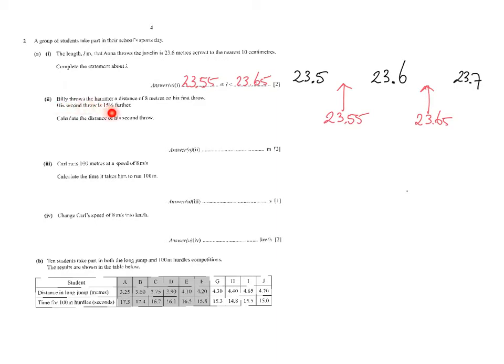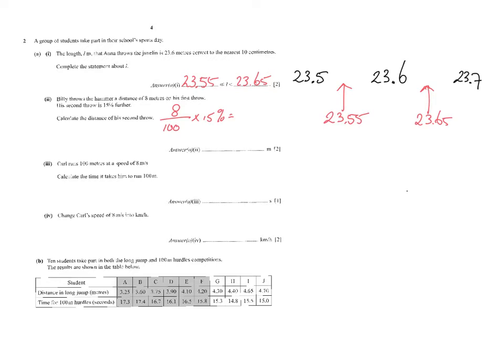Billy throws the hammer a distance of 8 meters on his first throw. His second throw is 15% further. Calculate the distance of his second throw. Well, there are several ways of calculating percentages. I'm just going to write down what I prefer. Okay, so 8 meters is everything, and I'm going to divide that by 100 and times that by 15%. Okay, and I'm going to grab my calculator to do that.